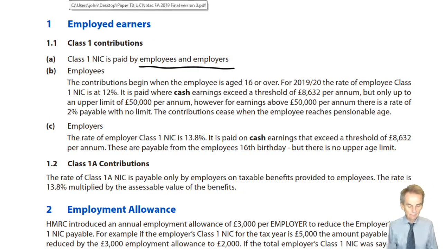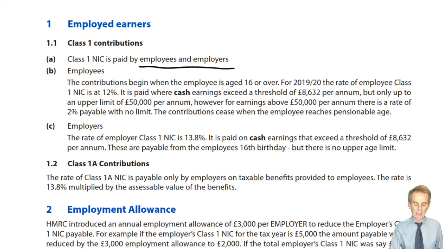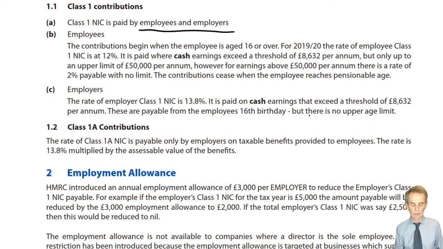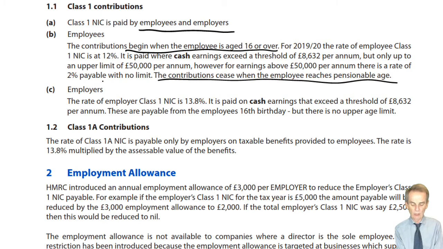So going back to our notes, Class 1 NICs are paid by both employees and employers, depending on their level of cash earnings. Employees. The contributions begin when the employee is age 16 or over. So up to age 16, it doesn't matter if you are earning, not that many probably will be, there'd be no NICs. From 16 and above, national insurance contributions become payable by employees. And those contributions will then cease when the employee reaches pensionable age.